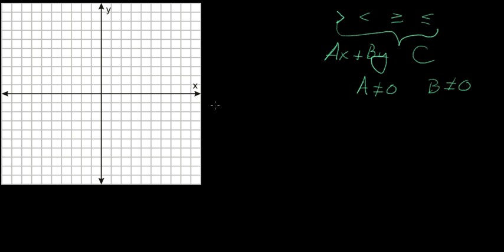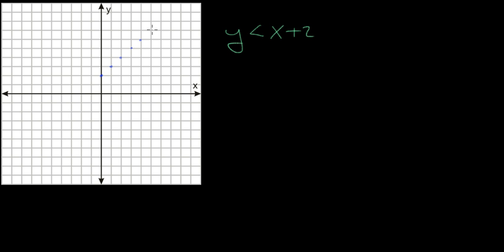Let's say I want to graph y is less than x plus 2. Well, here's how I do that. The first thing I do, and what's my y-intercept here? It's 2, right there. And what is my slope? It is 1. And so my points will go like this.